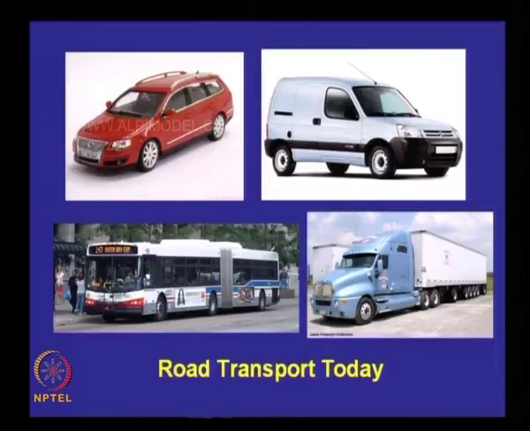I have just shown the different types of vehicles used for road transportation, starting from private vehicles like car, passenger public transport vehicle, buses, and then goods transportation vehicle. What is the maximum speed one can achieve using car today? At the global level? 140 kilometers per hour. It's way beyond that. It is fine for Indian conditions.